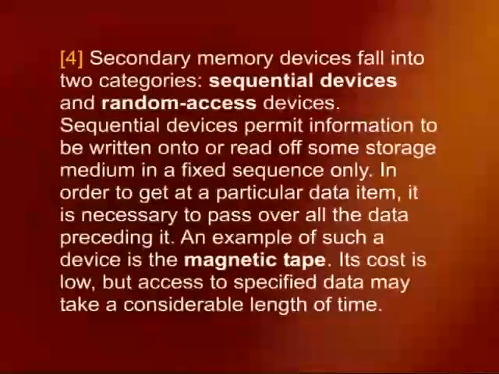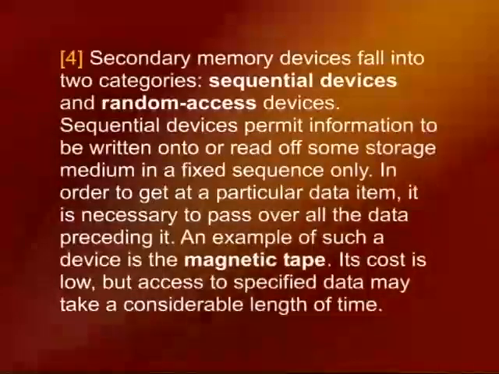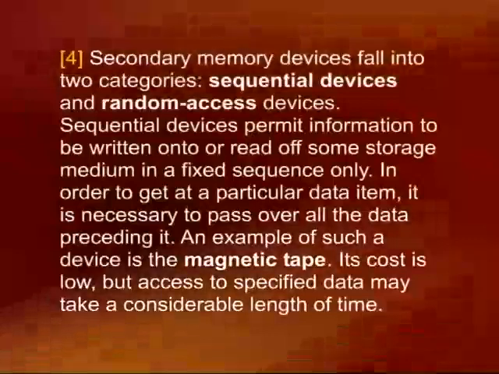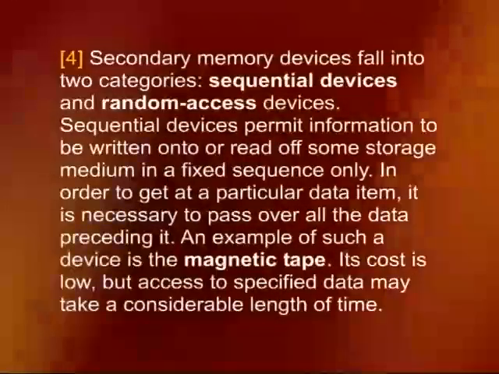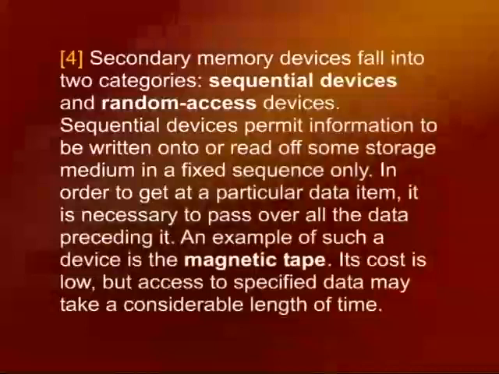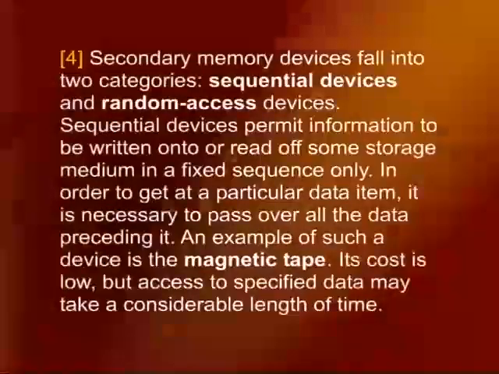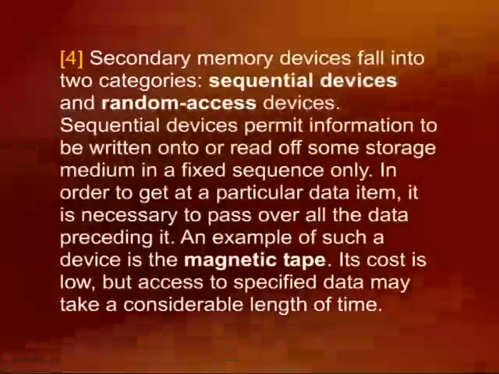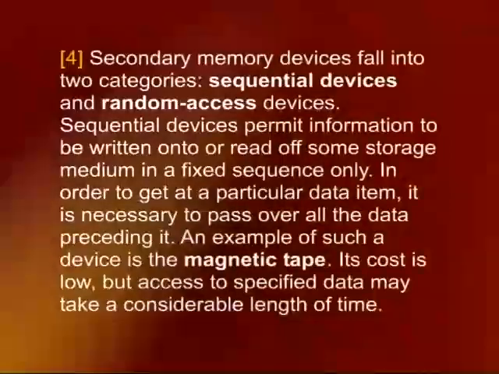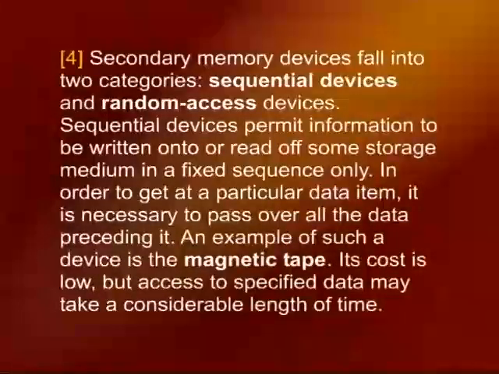Secondary memory devices fall into two categories: sequential devices and random access devices. Sequential devices permit information to be written onto or read off some storage medium in a fixed sequence only. In order to get at a particular data item, it is necessary to pass over all the data preceding it. An example of such a device is the magnetic tape. Its cost is low, but access to specified data may take a considerable length of time.